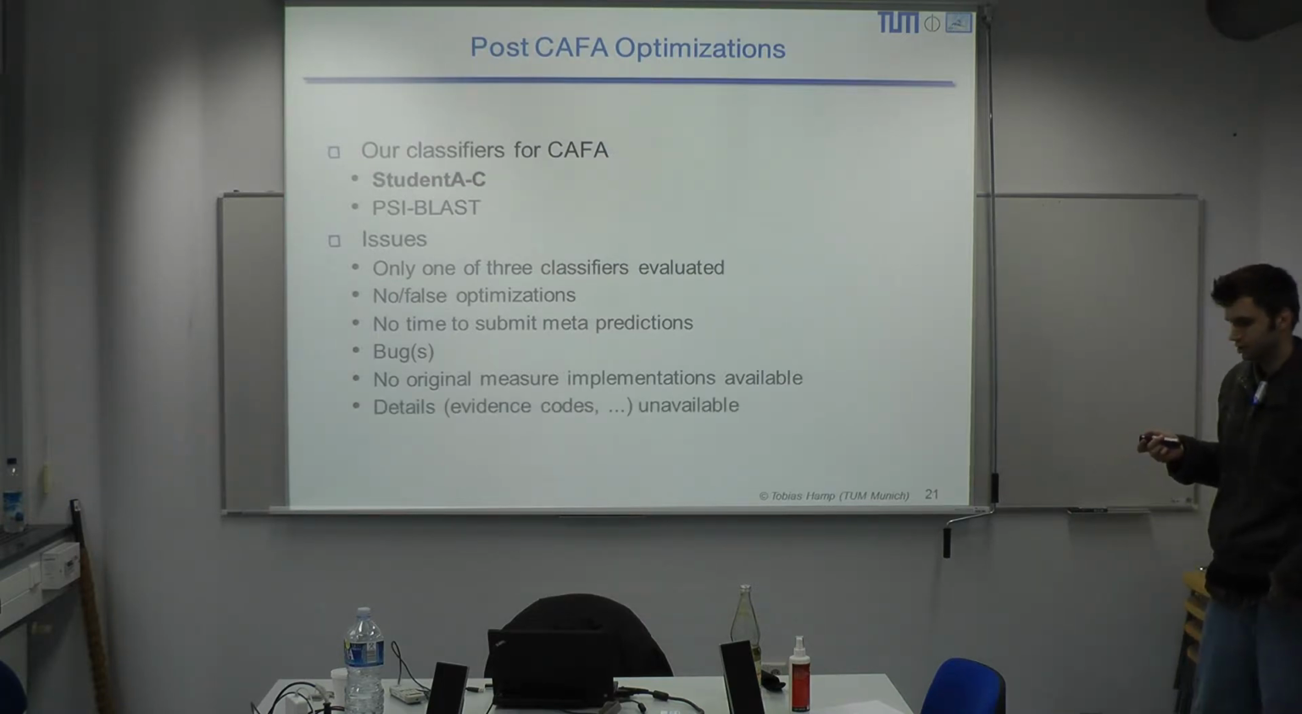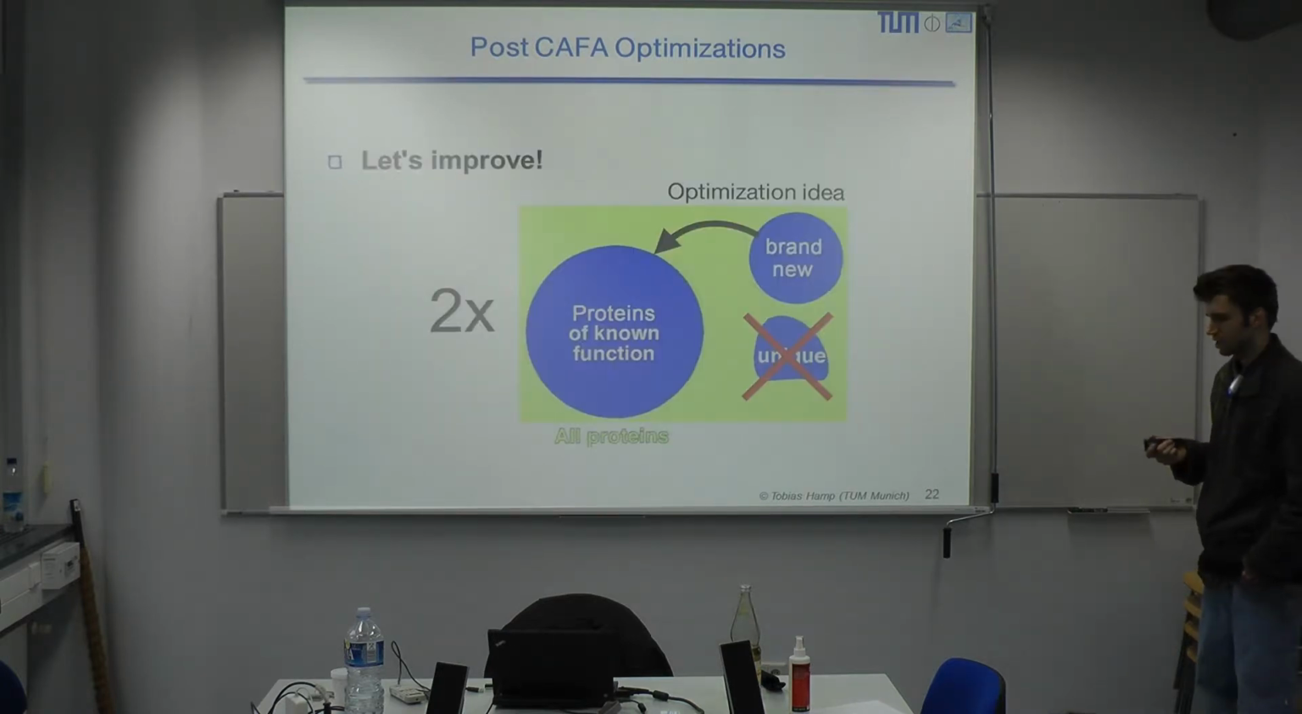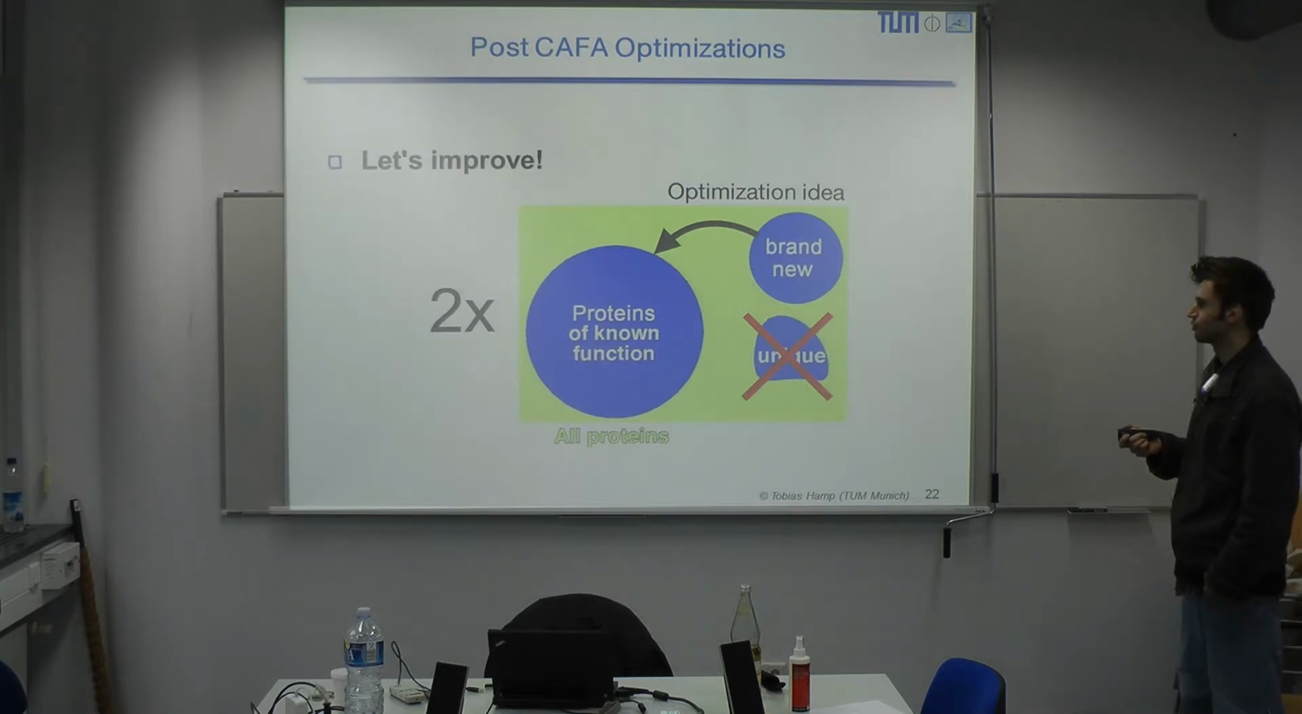And also the evidence codes that were used by the gene ontology for the targets were not known at time of submission. So after CAFA, we said, what would have happened if we had done all these things correctly in the first run?